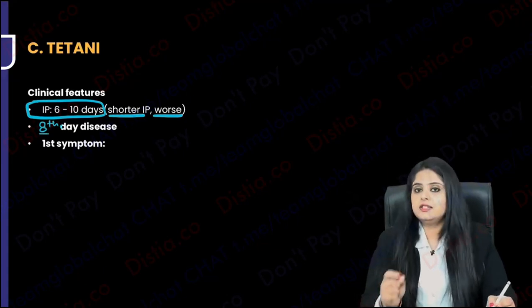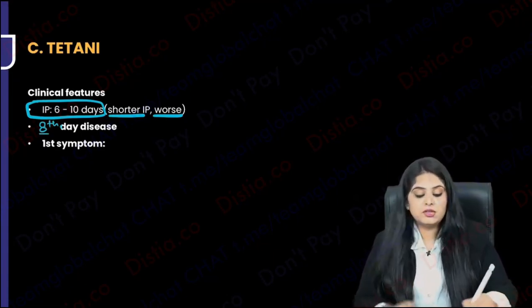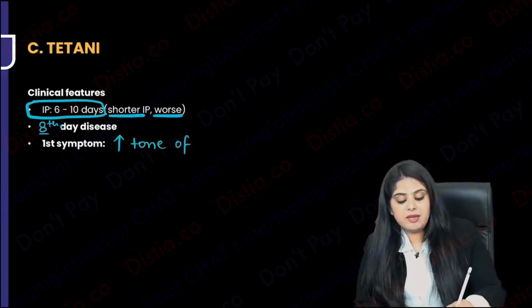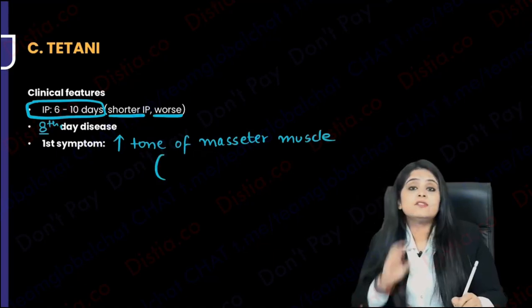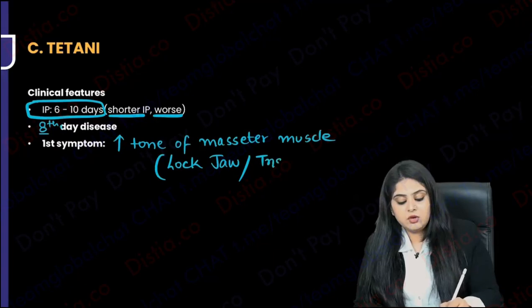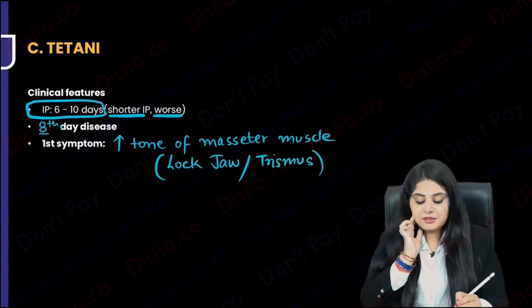So on the 8th day, when the incubation period is done, what is the first symptom that the person will have? Which muscle is going to get affected? There is going to be an increased tone of the masseter muscle. Because of an increased tone of the masseter muscle, this person will have trismus or locked jaw. There is a jaw lock that is going to occur, and the patient will not be able to open his mouth. So that's the first symptom, problem in the masseter muscle.